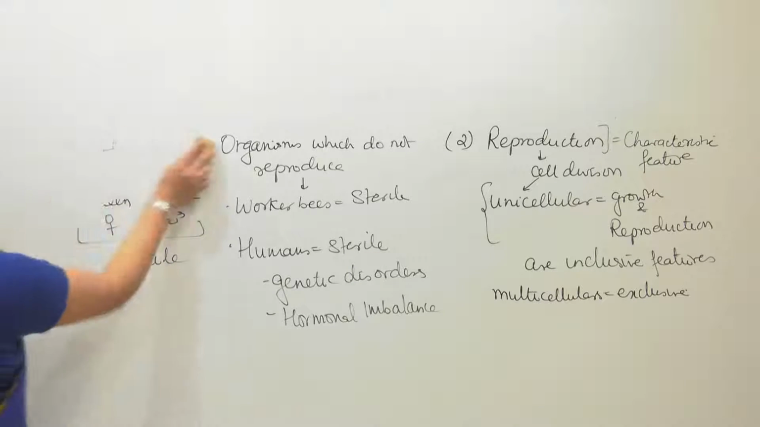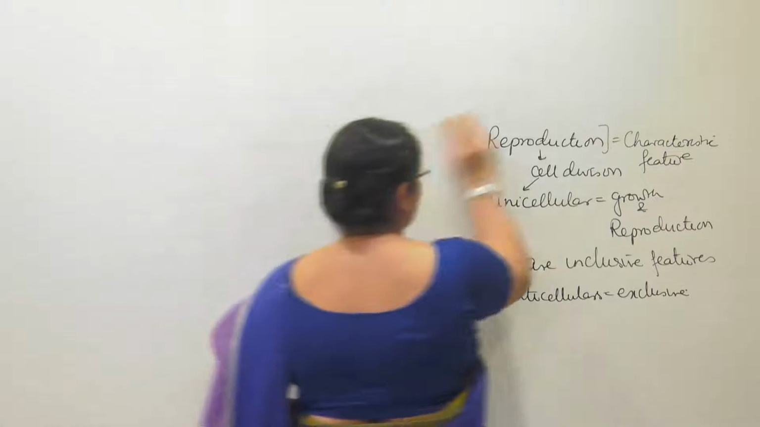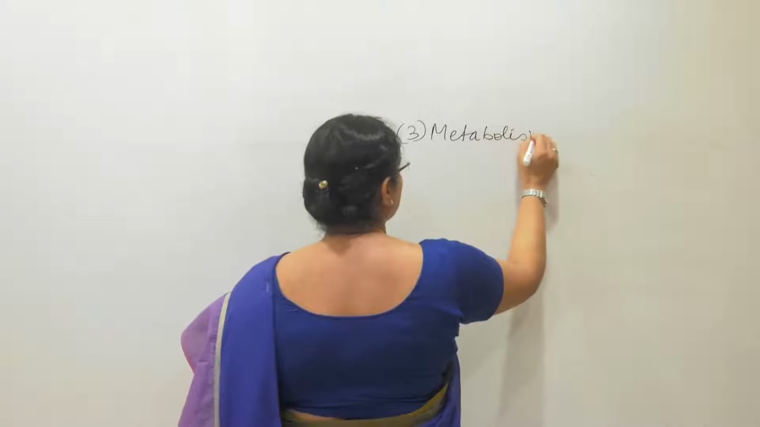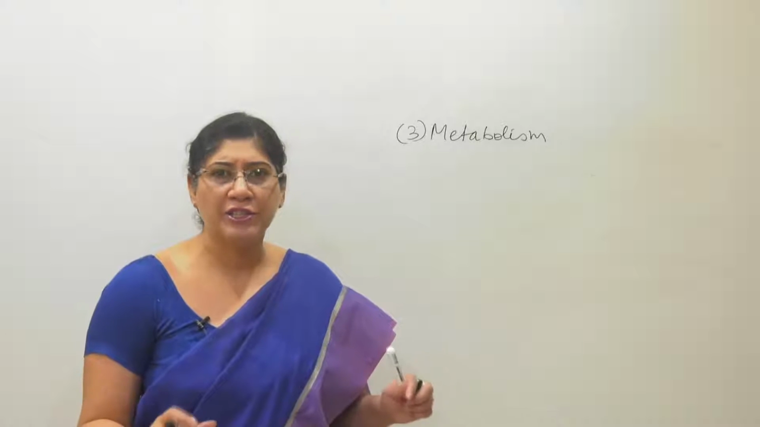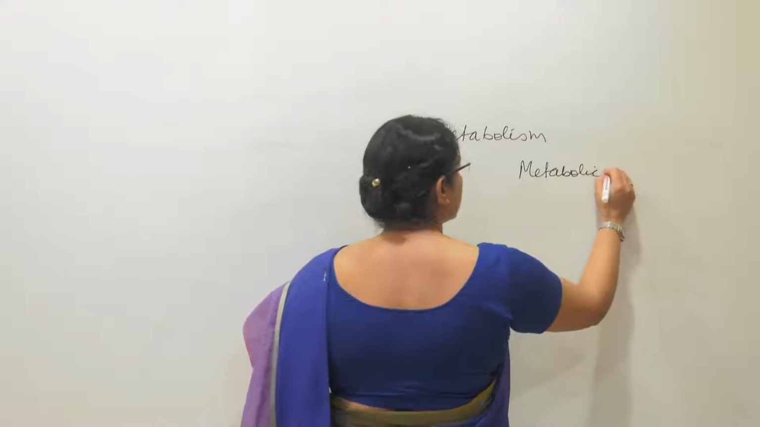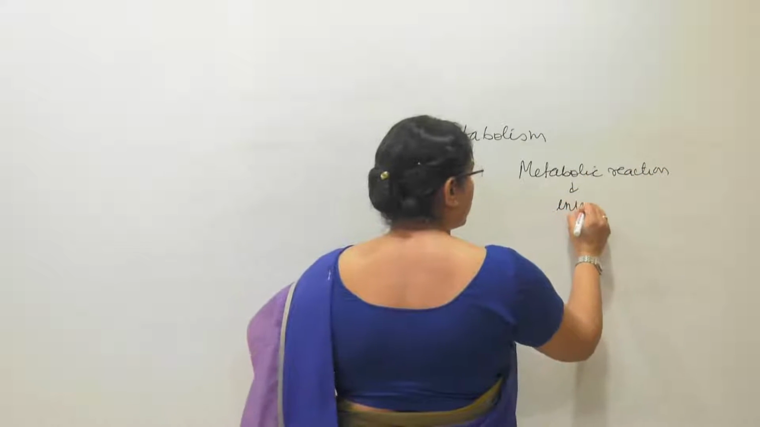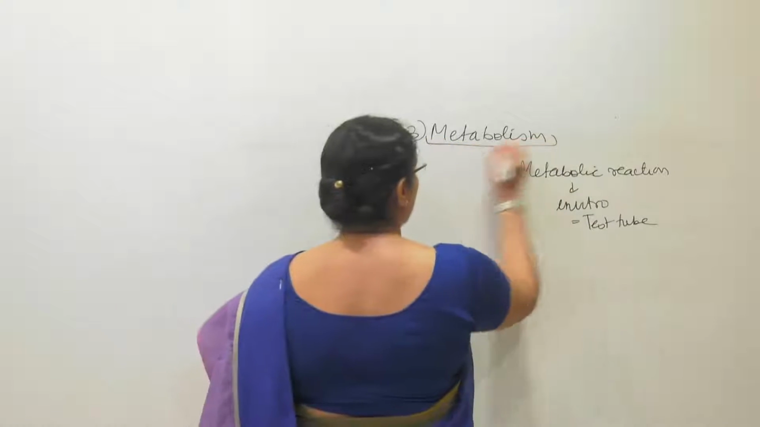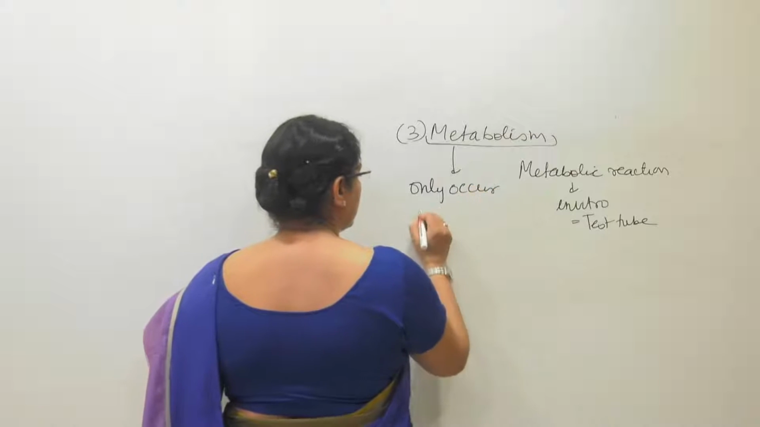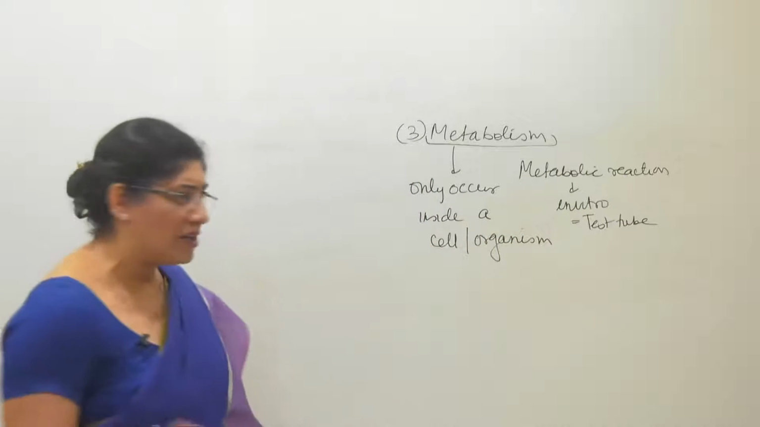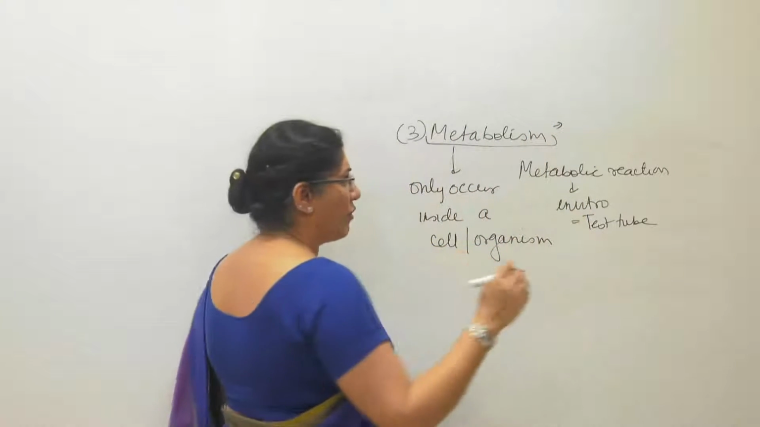The third characteristic that we take is metabolism. Metabolism is the sum total of all metabolic actions which take place in the body. A metabolic reaction, which is usually asked, can be done in vitro, that is in a test tube. You can do an enzymatic reaction in a test tube, but metabolism can only occur inside a cell or organism. So whether it is unicellular or multicellular, metabolism will only be inside a living organism.